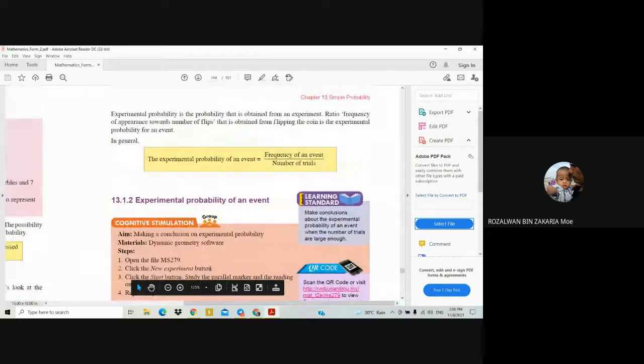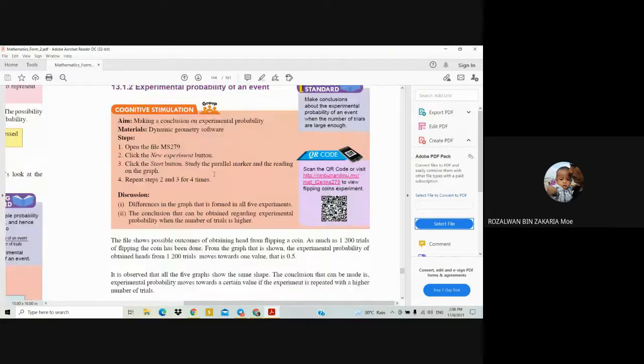Experimental probability is the probability that is obtained from an experiment. The ratio of the frequency of appearance to the number of trials obtained from flipping the coin is the experimental probability for an event. So in general, the formula is: the experimental probability of an event is equal to the frequency of the event divided by the number of trials. Now look at this one.